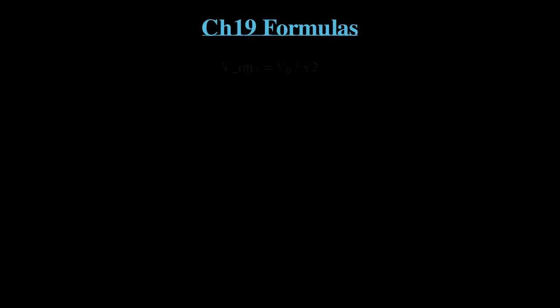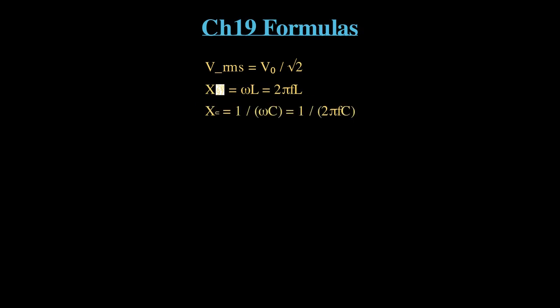Now for the formulas you must know. First, relating RMS and peak values. The RMS voltage Vrms is the peak voltage V0 divided by √2. Same for current. Next, reactance. Inductive reactance, X sub L, is omega L, which equals 2 pi FL. Capacitive reactance, X sub C, is 1 over omega C, or 1 over 2 pi FC.